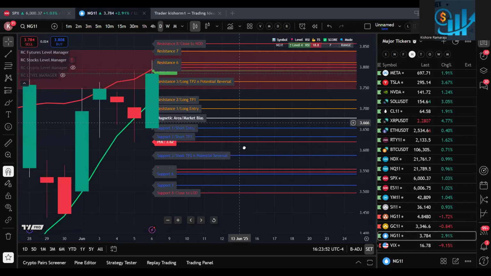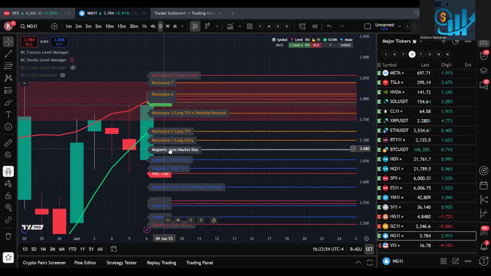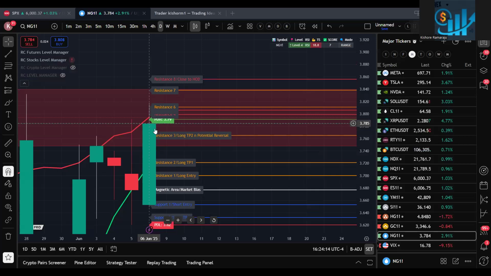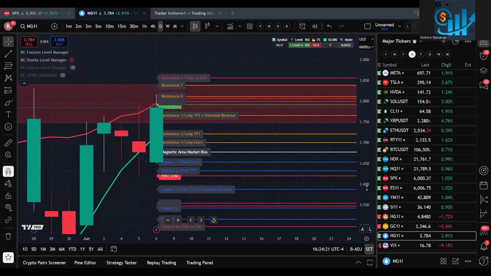Natural gas, right? The open was below the magnetic area, but the close was above the magnetic area. That means it is scenario number four, where the trend was going down. Suddenly, the trend got reversed from bearish to bullish. So the open is below the magnetic area and closes above the magnetic area. That means a 70% chance the trend can continue. So your scenario one, scenario two, they are the best opportunities.